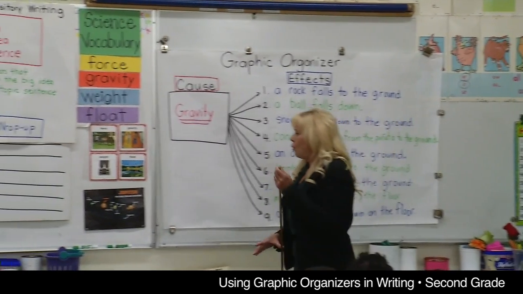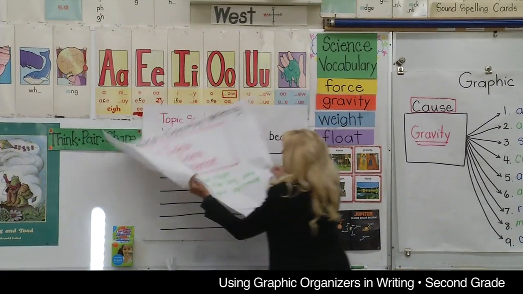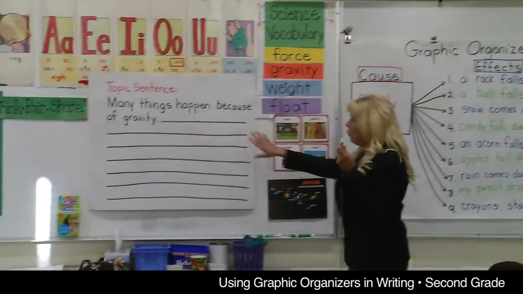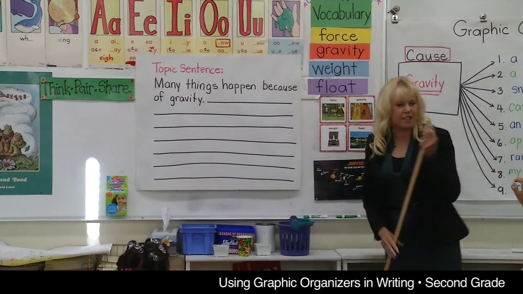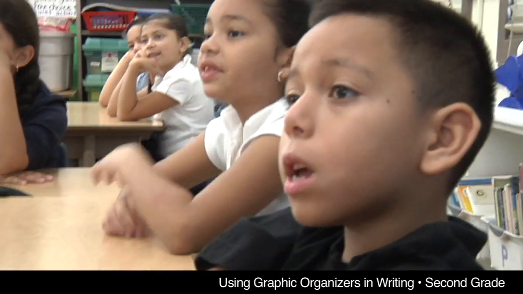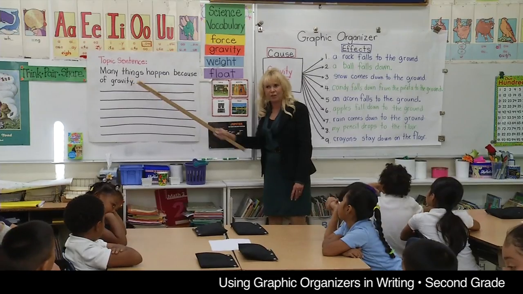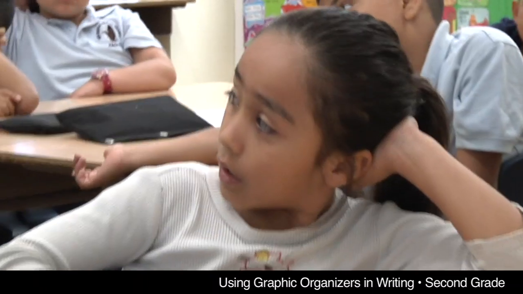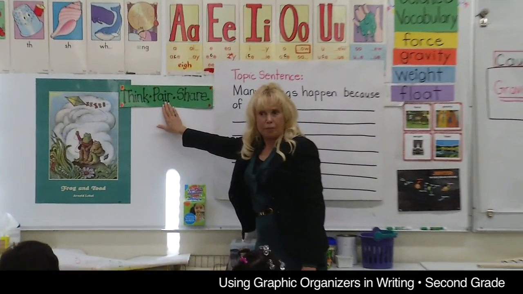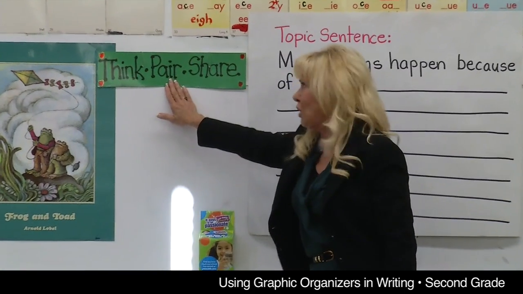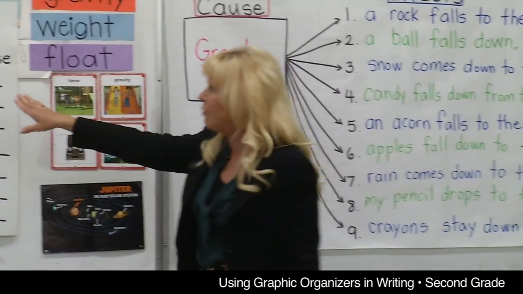All right, so we're going to start with the topic sentence. I'm going to take this down now. When we write, we start with what? What comes first? A topic sentence. Many things happen because of gravity. That's right. Many, many things happen because of gravity. Now I want you to think about it, and then just in a minute, I'm going to have you pair with your partner, and then you're going to share. But think, what is something you know that happens because of gravity?